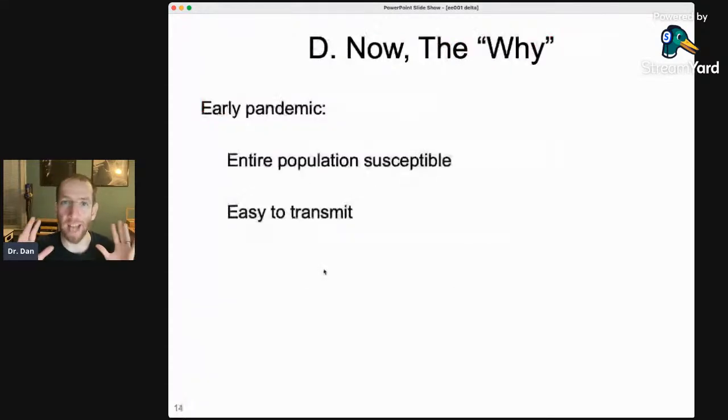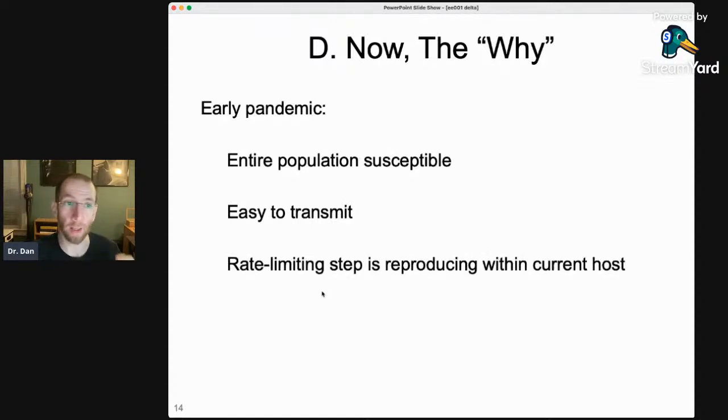Okay, so now that we've established these different parameters, let's explain the Delta variant. Think about early in a pandemic. A new virus pops into humans, never infected humans before. The entire population is susceptible. It's really easy to get from person to person because literally everybody is susceptible to this virus.